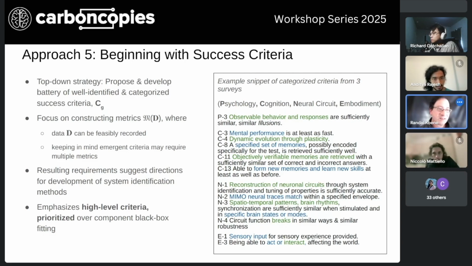The box on the right shows one result from processed surveys among stakeholders with 12 criteria in 4 categories. While this approach is rather different than the previous one, what it does is to emphasize a focus on system-level criteria, prioritizing that over ideal fitting of component black boxes. At the same time, it makes clear that there are many kinds of success criteria that need to be satisfied together.